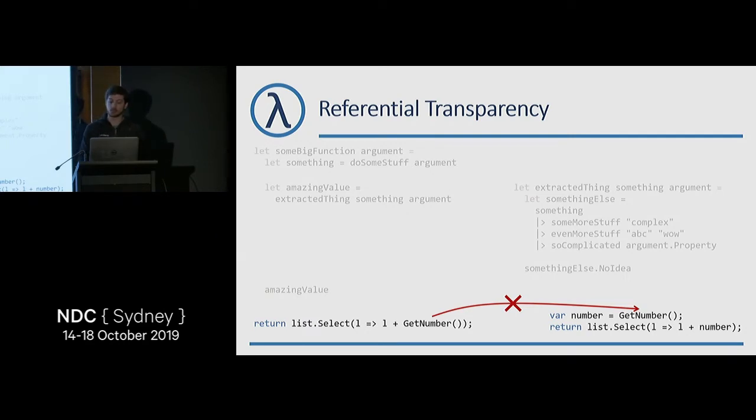Now, if everything was immutable and pure, getNumber would always be returning the same number because it's always being passed the same thing, which is nothing. And this would be a safe refactoring that wouldn't change behavior thanks to referential transparency.